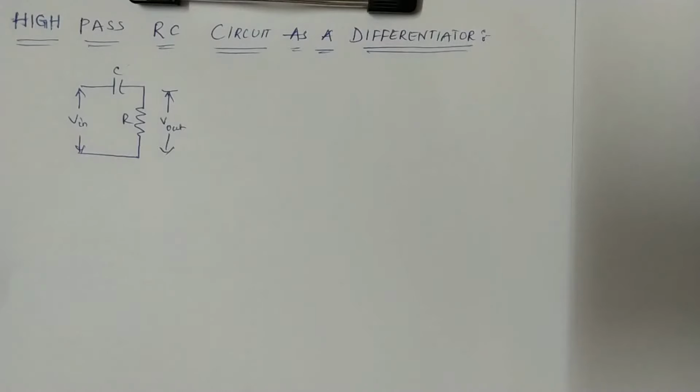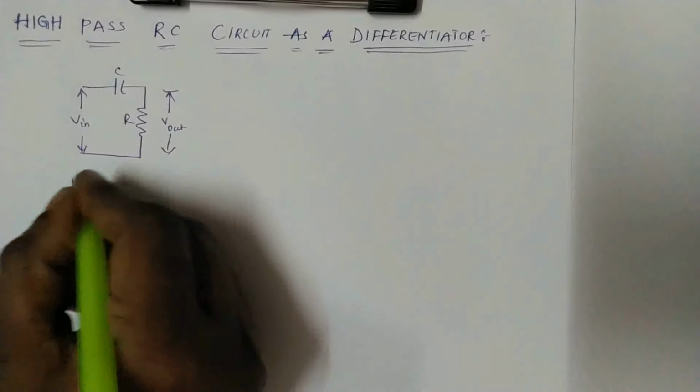Good morning everyone. Today's topic is the high-pass RC circuit as a differentiator. Here the HPRC circuit will act as a differentiator circuit when it satisfies the condition RC is far less than T. Okay, this is the circuit of the HPRC circuit.